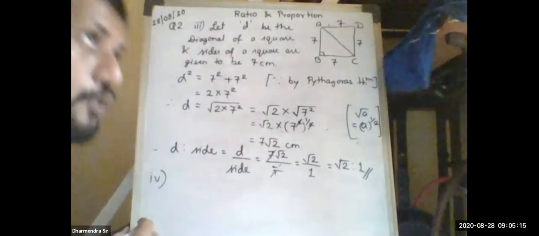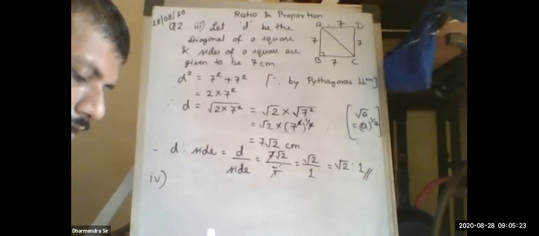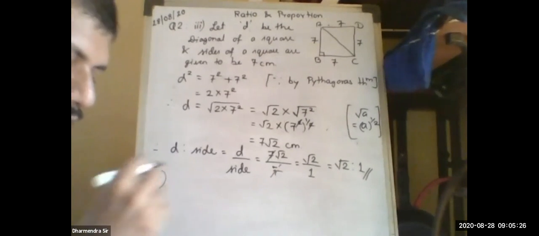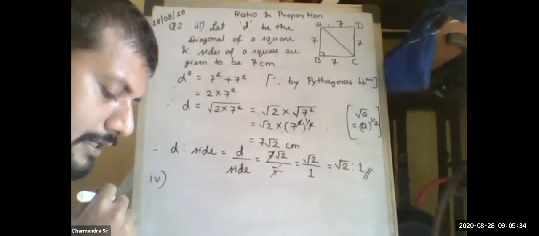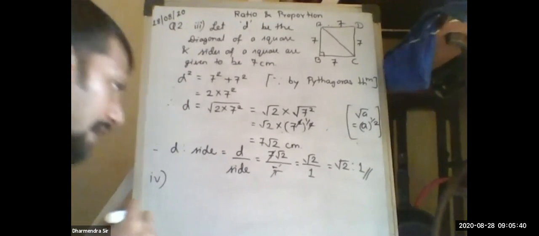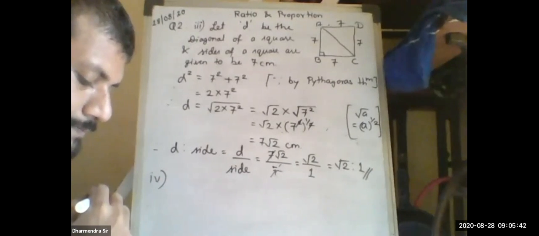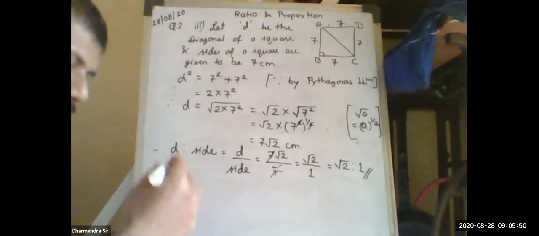So now question number 2, fourth. The length of sides of rectangle are 5 centimeter and 3.5 centimeter. Find the ratio of its perimeter to area. Now this time they are asking us to find the ratio of perimeter to area. Now we have done rectangle also.